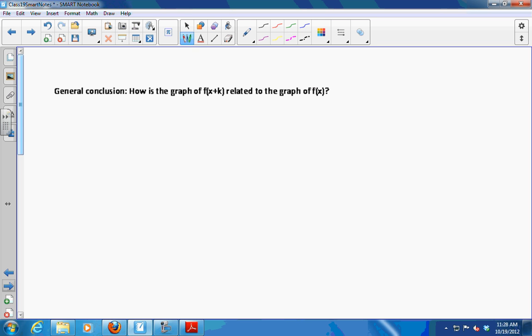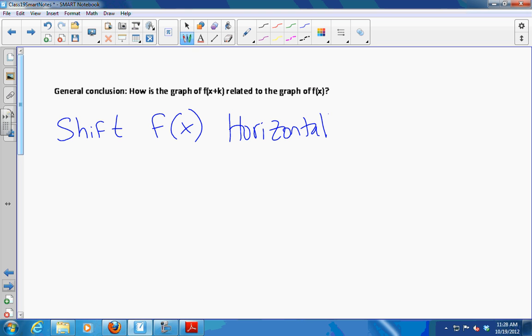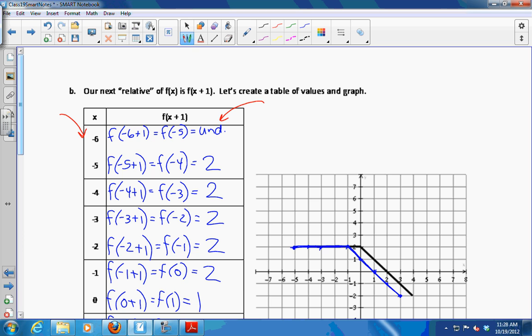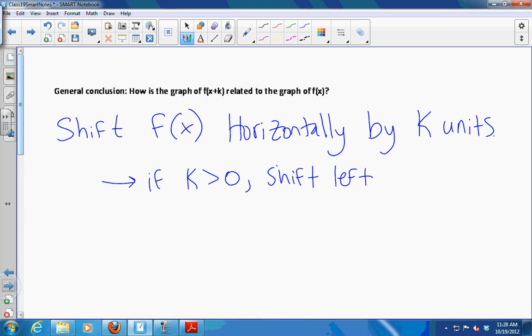Yeah, so we shift f of x horizontally by k units. And I'm going to put a little clarification here that says if k is positive, you shift left. Which is what happened before, right? I had a positive k, a plus 1. What do you think would happen if k was negative? It's going to shift right. If k is negative, shift right.